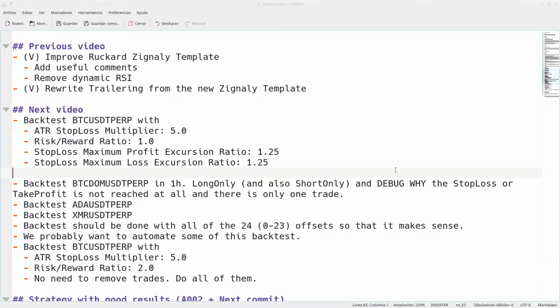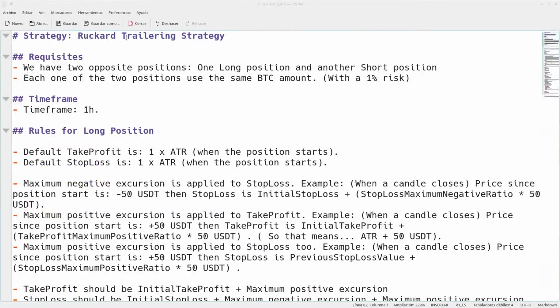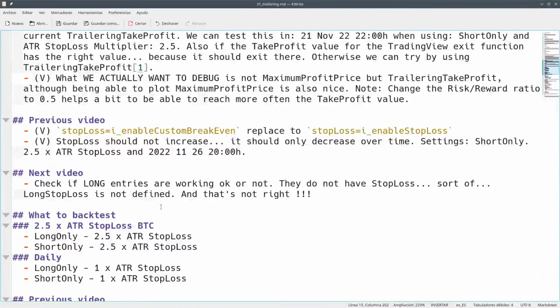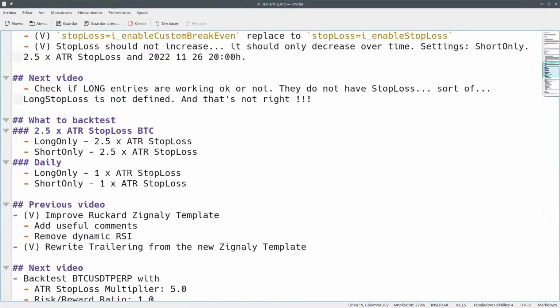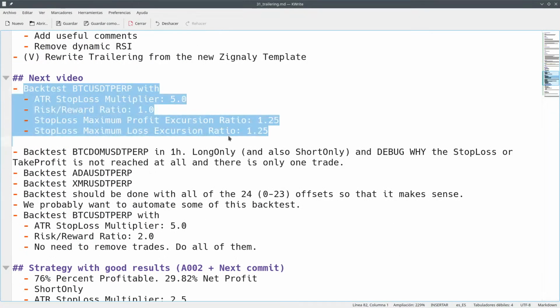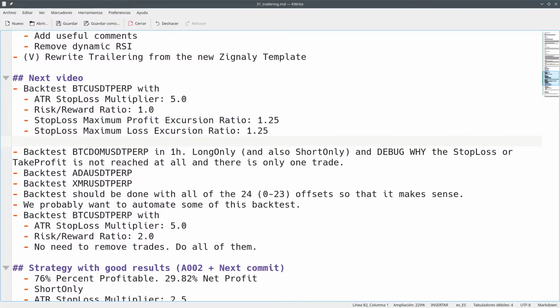Welcome back. So this is trailering strategy part number 5, and today we are going to work with this backtest and check if it's working as suspected or not, if it's profitable or not. So I'm going to show you a video and we will start.